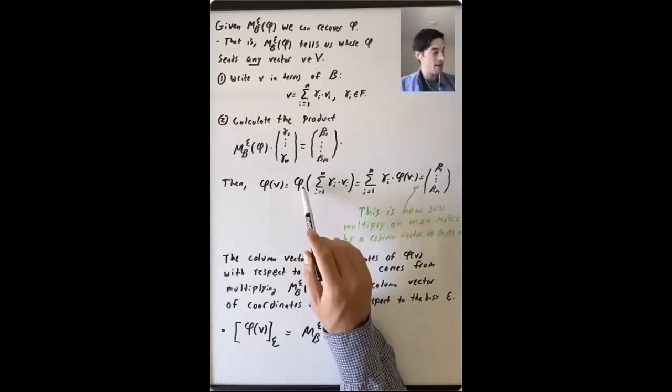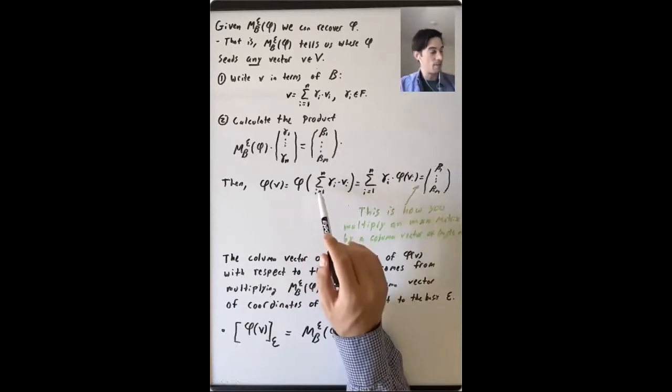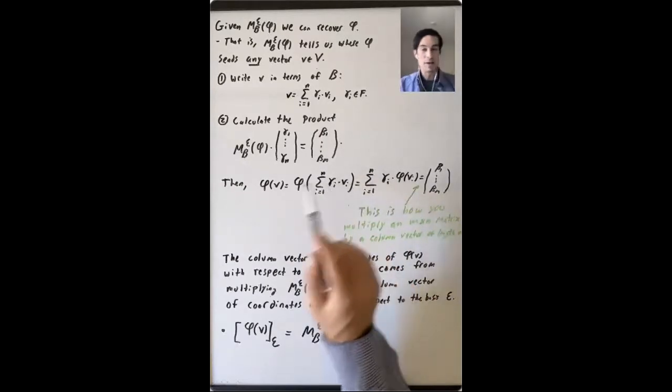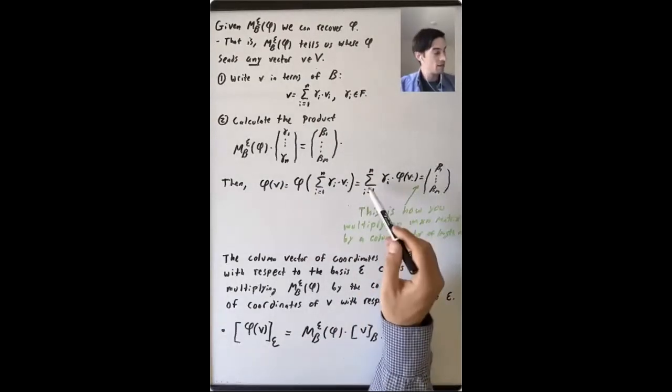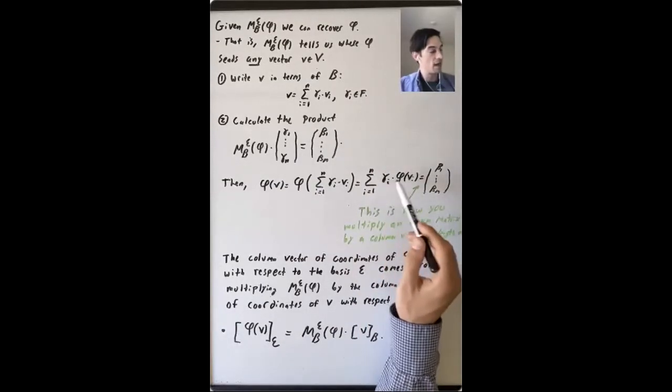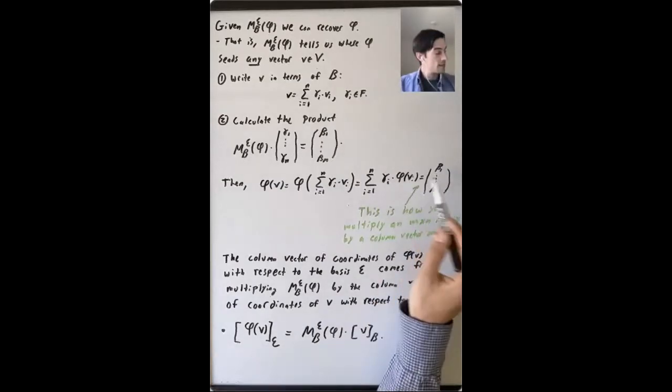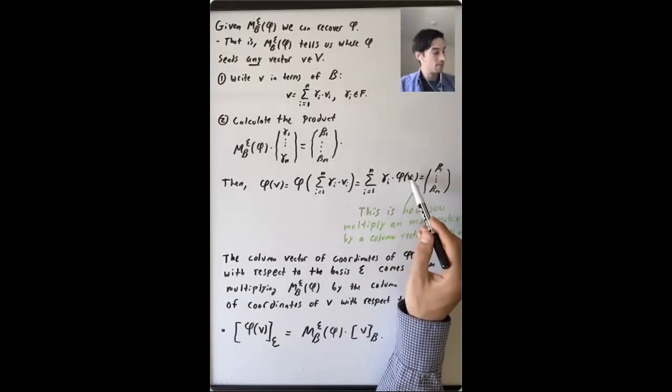So that's the same as phi of the sum from i equals 1 to n of gamma i times vi. But then you can pull out the scalars and write this as a sum from i equals 1 to n of gamma i times phi of vi. And then what is that?